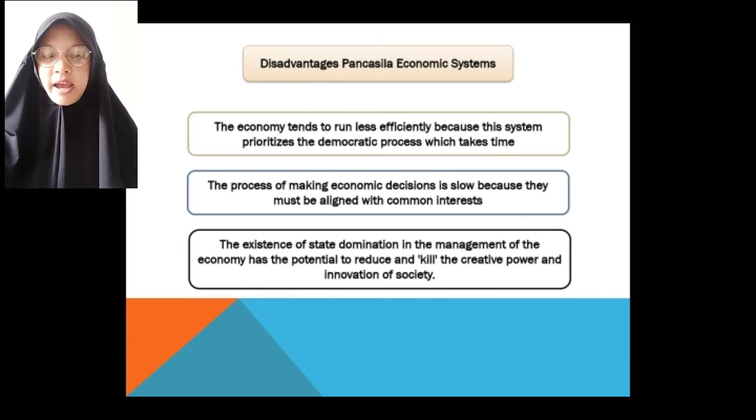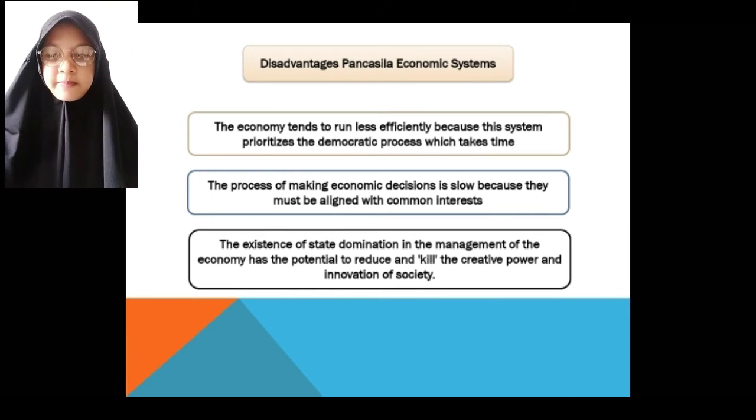Disadvantages of the Pancasila economic system. 1. The economy tends to run less efficiently because this system prioritizes the democratic process, which takes time. 2. The process of making economic decisions is slow because they must be aligned with common interests. 3. The existence of state domination in the management of the economy has the potential to reduce and kill the creative power and innovation of society.